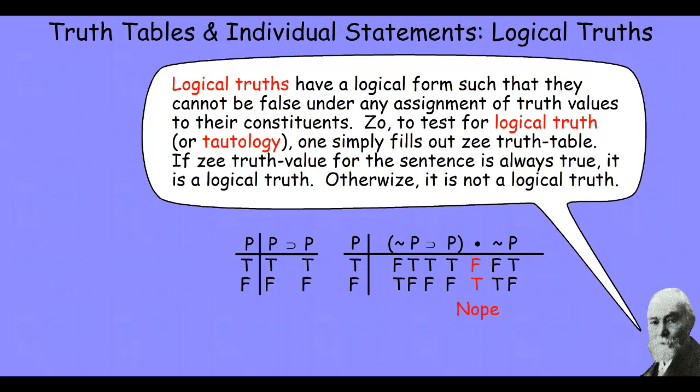Let's look at the other formula. Here we just have our horseshoe. Fill in the truth values there. Only way to make a conditional statement false is if the antecedent is true and the consequent is false. So both of those rows are true. There's no way for the world to be that makes the statement false, and hence it's a logical truth.